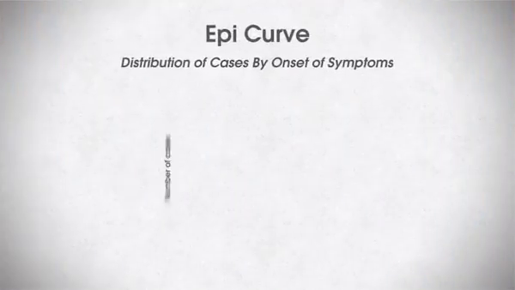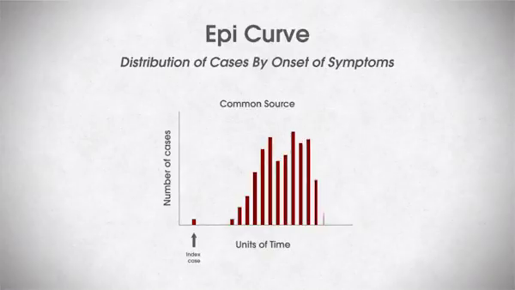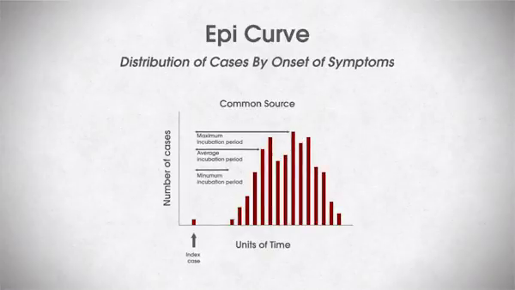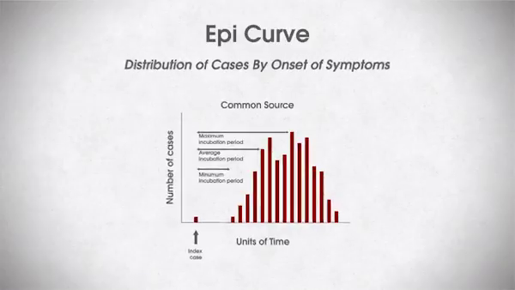In addition to calculating the attack rate, epidemiologists graph an epidemic curve, commonly referred to as an Epi Curve. An Epi Curve is a graph that depicts time distribution of onset of initial symptoms for cases that are associated with the outbreak. The unit of time depends on the interval covered by the outbreak and varies by disease etiology.